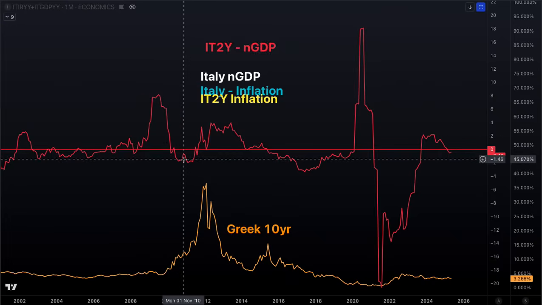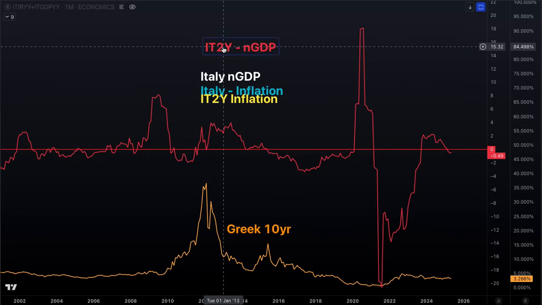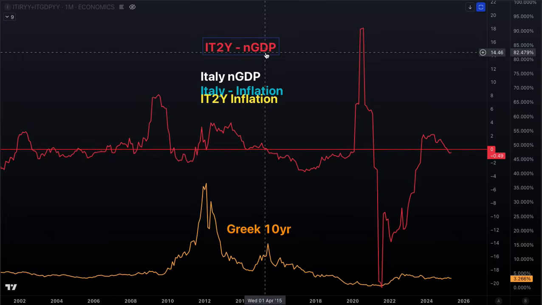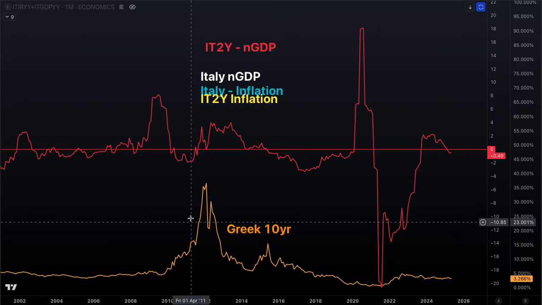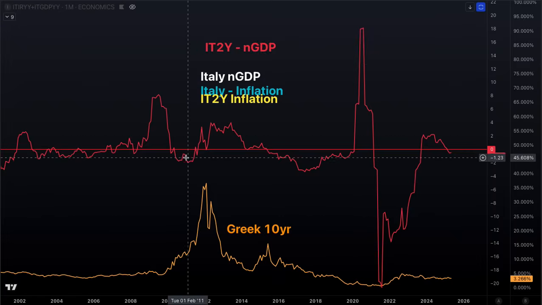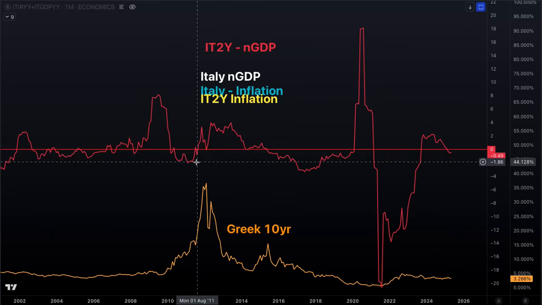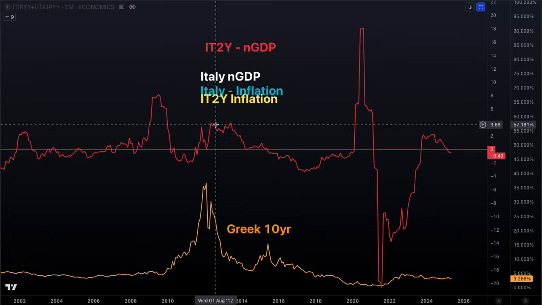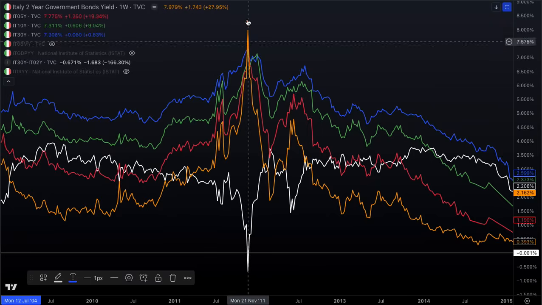But then what happened, right? We actually got negative, where the 2-year yield was actually below nominal growth. This is actually relatively okay for most governments. But then what happened? The Greek 10-year yield, by this time, had already been rising. Sure enough, the contagion hit here in about May of 2011. And the yield started to spike everywhere, not just in Greece, but also in Italy as well. And so we can see that here.